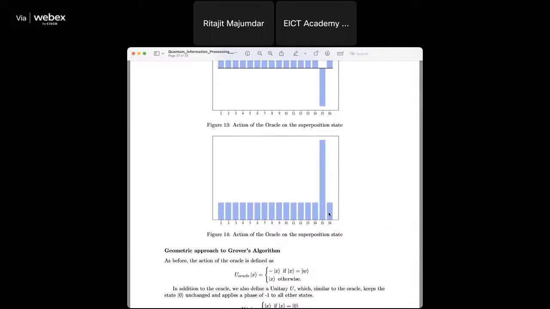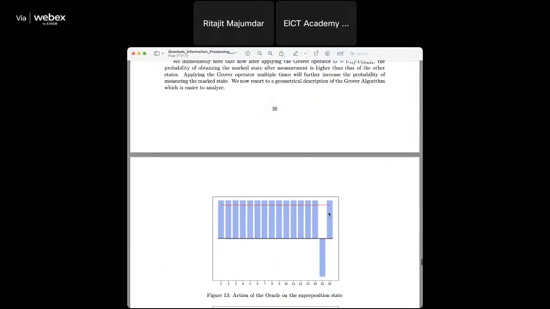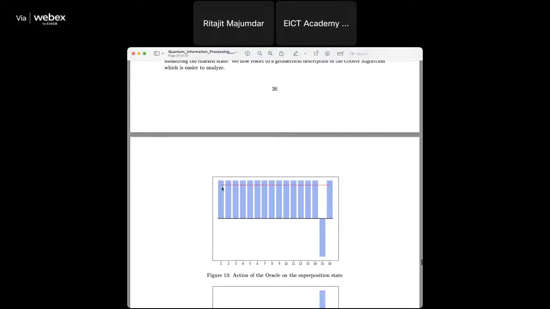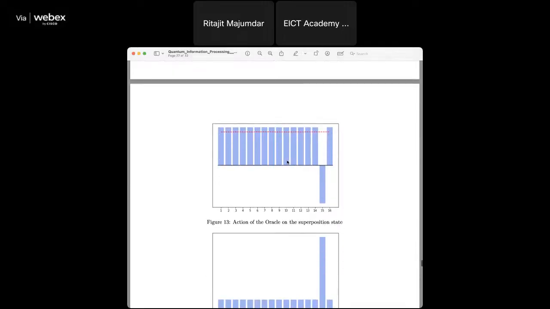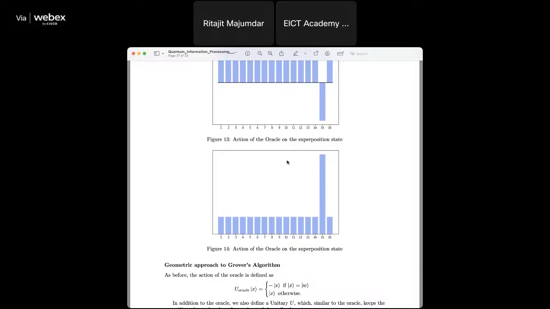What you can see outside, you get into a scenario like this. So you have to measure the state. The oracle is not giving you the state. The oracle is just flipping the state. Then you are reflecting it across this average line. Once you have done that, finally you have to measure. And when you measure, yes, the probability here is higher, but these are not close to zero. So that's why in one go, we cannot solve it.